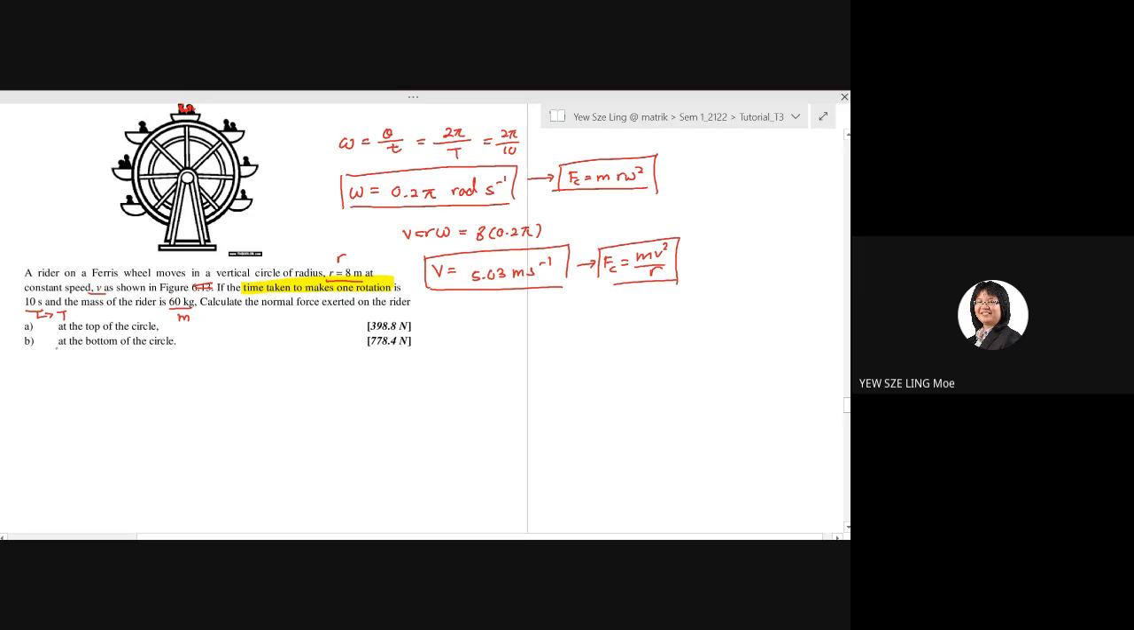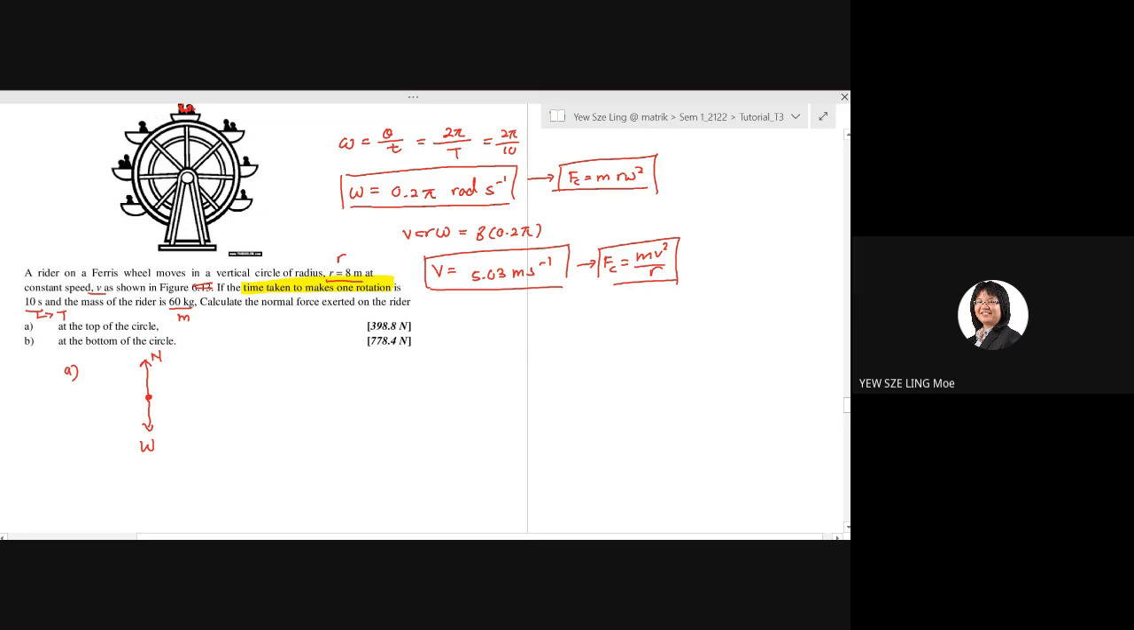Now let's look at what happens when a rider is at the top of the circle. The rider is also an object, and every object comes with weight. Therefore, we have W going down. Then it is sitting on a Ferris wheel, in contact with a surface. Therefore, you have a normal force that is going up.